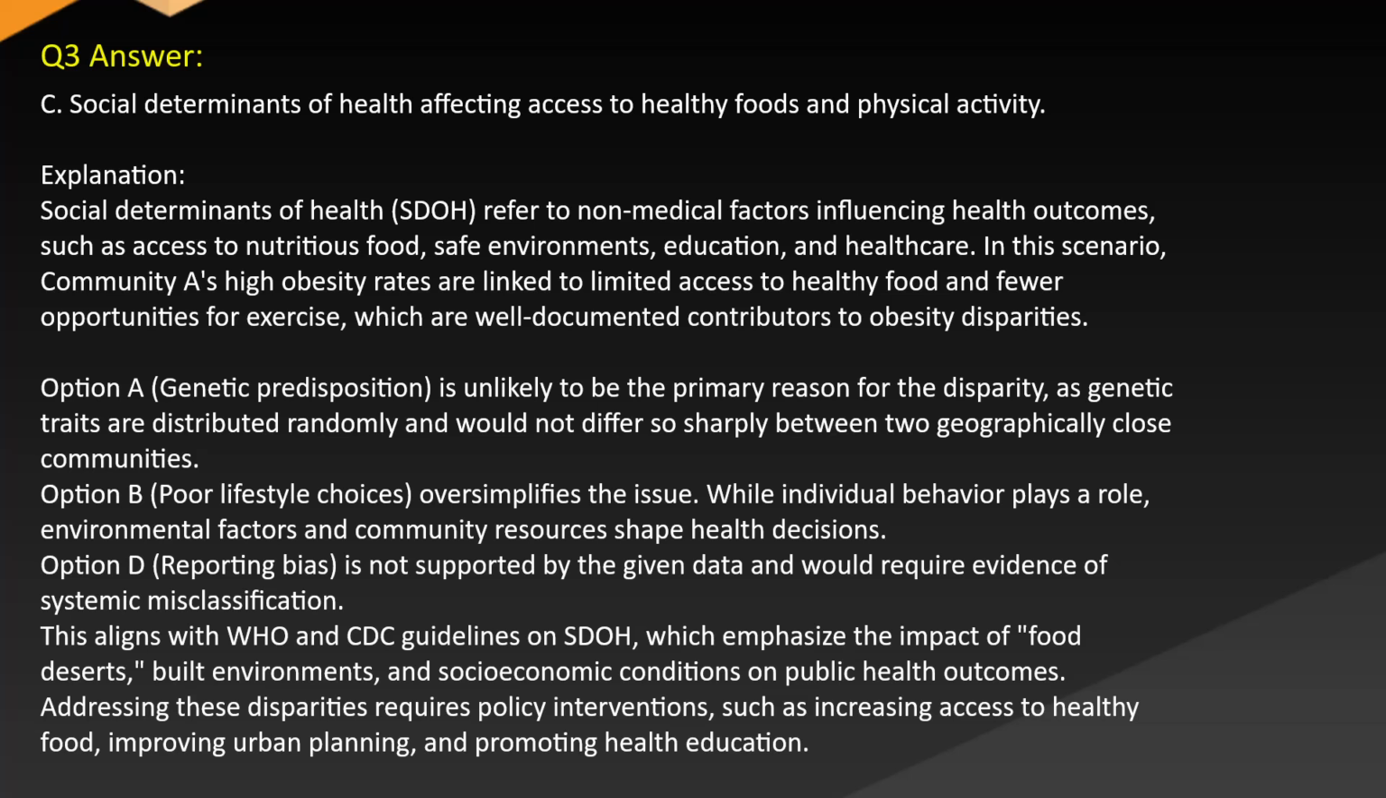Option A: genetic predisposition is unlikely to be the primary reason for the disparity, as genetic traits are distributed randomly and would not differ so sharply between two geographically close communities. Option B: poor lifestyle choices oversimplifies the issue; while individual behavior plays a role, environmental factors and community resources shape health decisions. Option D: reporting bias is not supported by the given data and would require evidence of systemic misclassification. This aligns with WHO and CDC guidelines on SDOH, which emphasize the impact of food deserts, built environments, and socioeconomic conditions on public health outcomes.